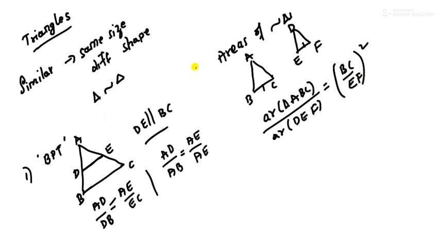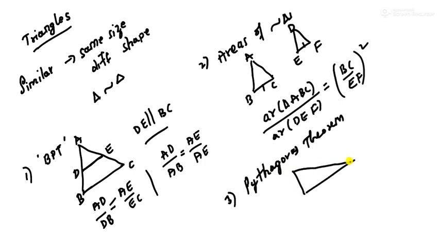And the last thing from this chapter is which one? It is the Pythagoras theorem. That is also very important, and it is also used in trigonometry. This is a right angle triangle, this is the hypotenuse, and if I take this as B and this as A, then the Pythagoras theorem states that the square of the hypotenuse is equal to the sum of the squares of the other two sides. Based on these three topics, you will be asked questions in your exam.